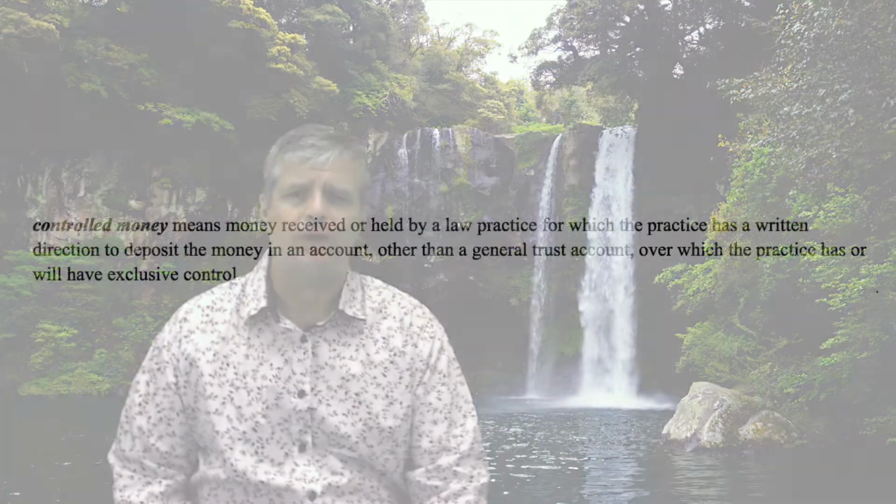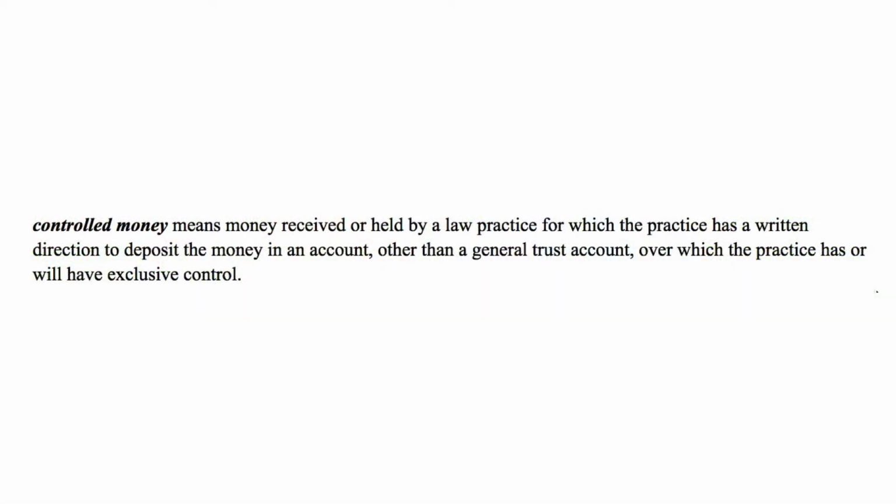Controlled money is defined in Section 237 of the Legal Profession Act 2007, which says controlled money means money received or held by a law practice for which the practice has a written direction to deposit the money in an account other than a general trust account over which the practice has or will have exclusive control. Let's break that definition down a bit.